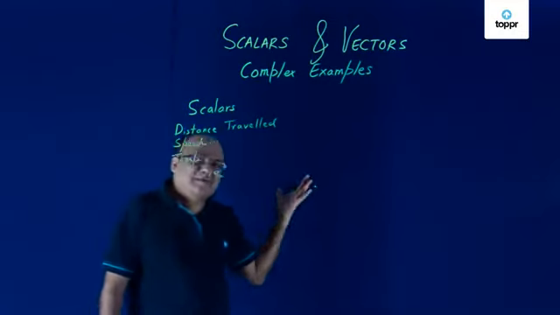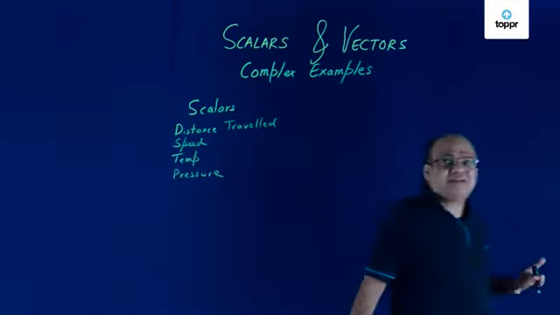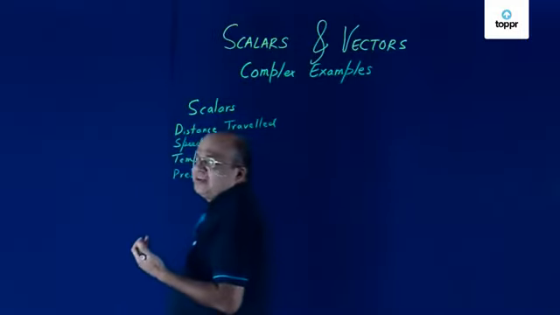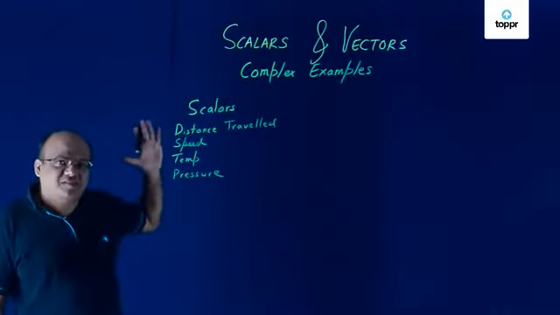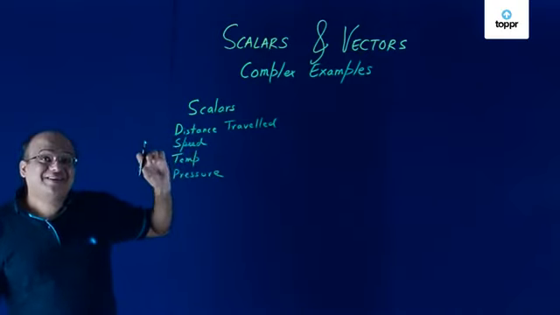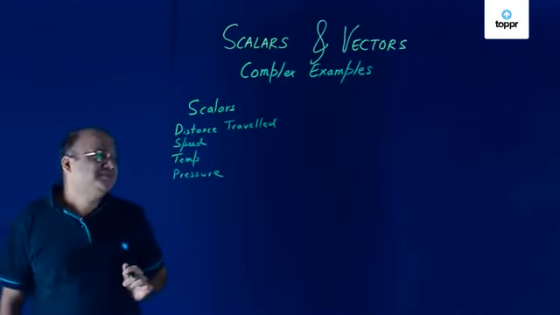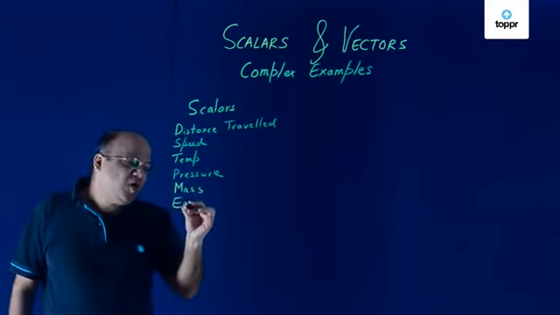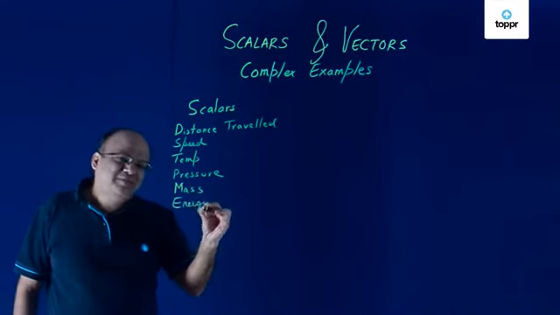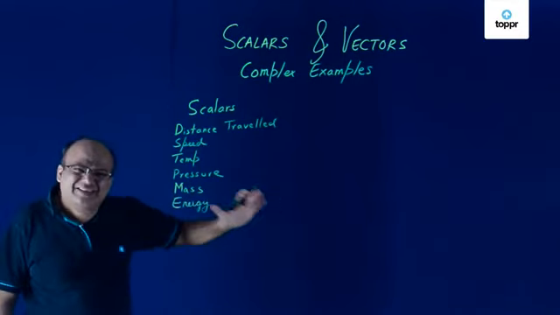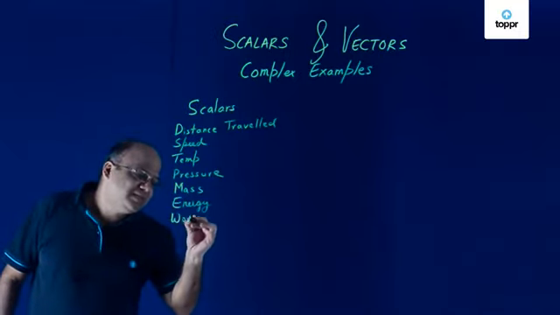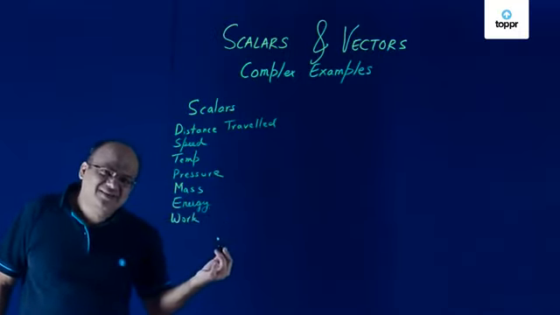Pressure is perpendicular force by area, normal force per unit area is pressure. Pressure has got a direction which is unique, so pressure is a scalar. Mass is a scalar. Energy, all kinds of energy, potential energy, kinetic energy, all are scalars. Work done is a scalar, right?